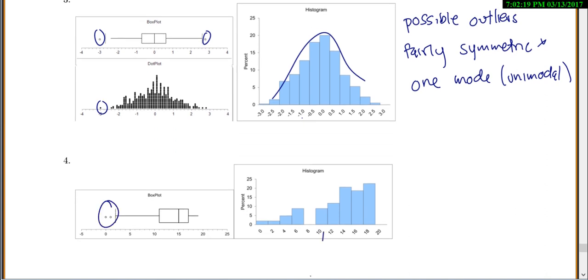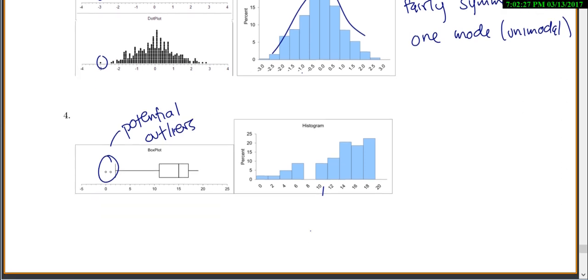Let's see, number 4, it looks like a couple potential outliers. And looking at my box plot, that doesn't look very symmetric, right? A long left tail here, not symmetric. And when I look at my histogram, it looks like that long left tail. So I'm going to say it is left skewed. Now the question is, how many modes does this have? Go ahead and just shout out how many modes you would say it has.